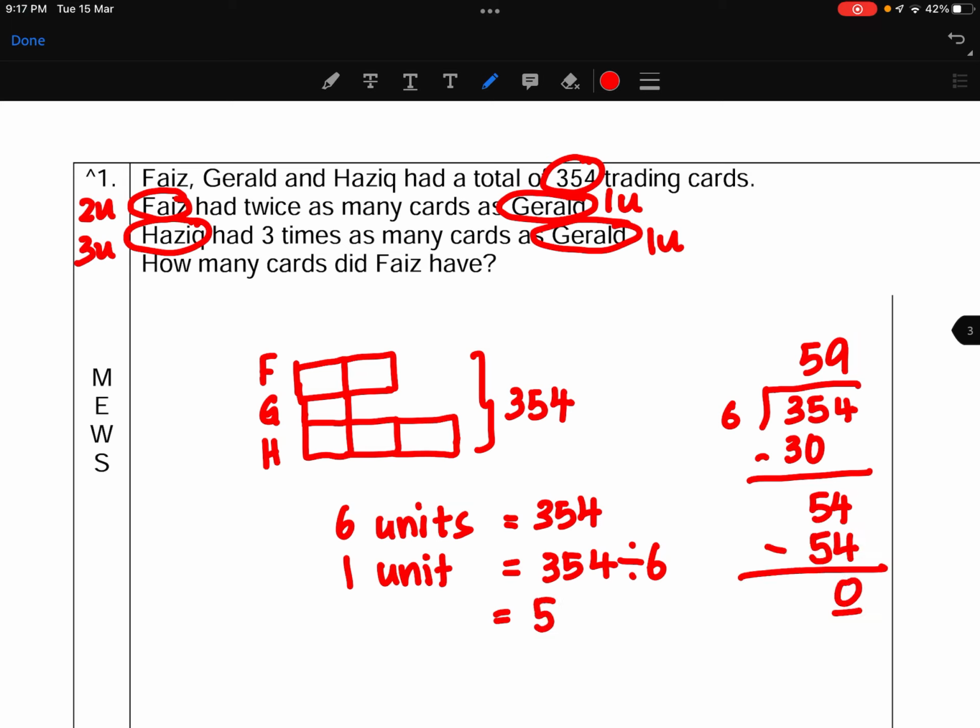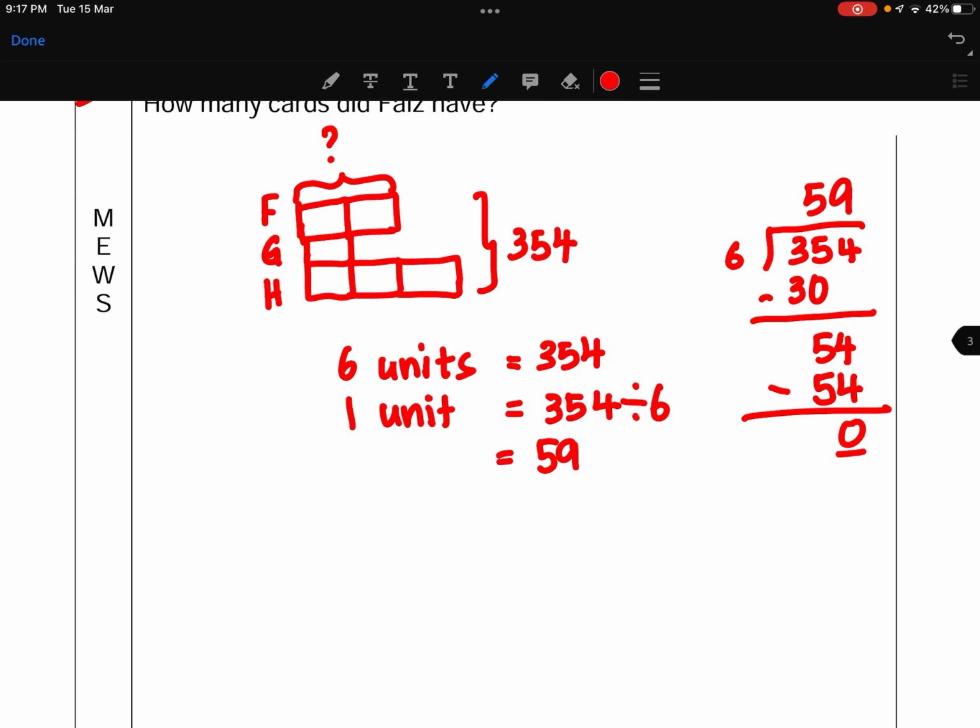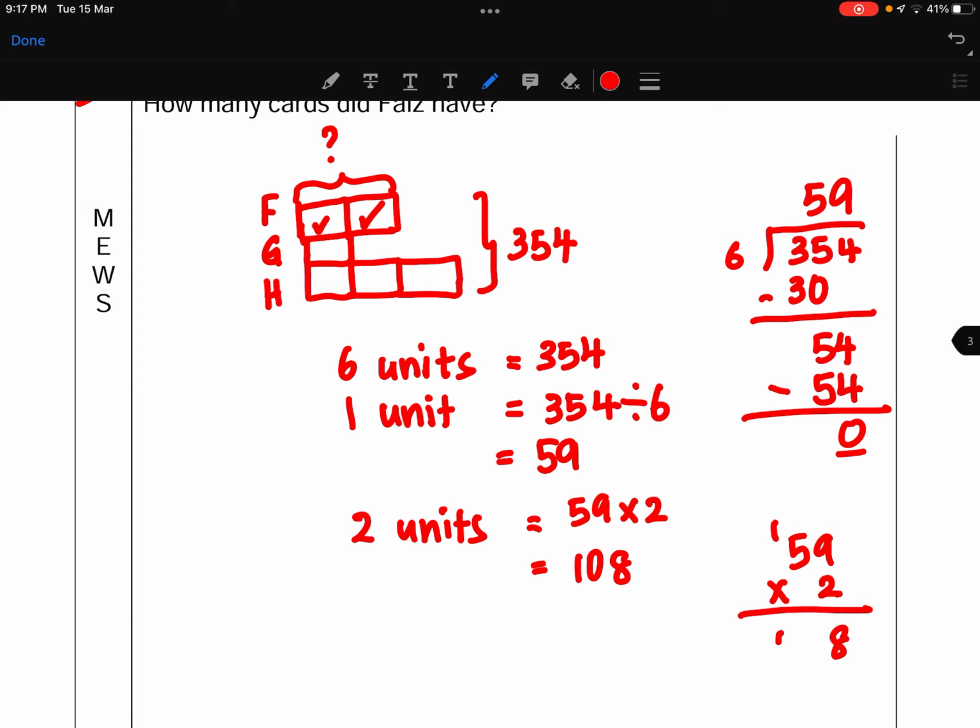All right, you will get 59. Now, the question mark will be over here at Faiz because the question wants you to find how many cards Faiz has. So Faiz, I'm going to put a tick here. Faiz will have 2 units. So I would get my 59 times 2. If you cannot do it mentally, please remember to do your working at the side. All right, so you get 118. So I'm going to erase this. All right, so you get the answer 118.